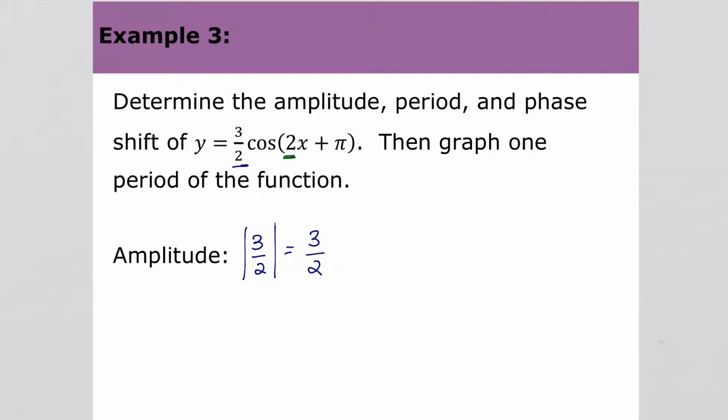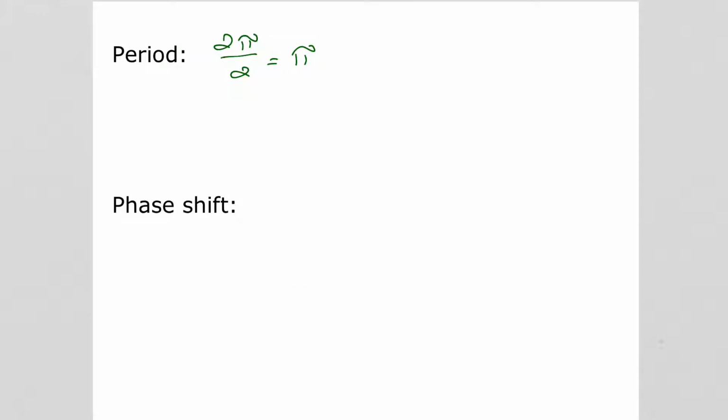And then the phase shift is c over b. Notice the plus pi. Remember, we do the opposite. So c is negative pi. So that means c over b will be negative pi over 2. Now we talk about our 5 key points. So cosine normally starts at 0, 1.